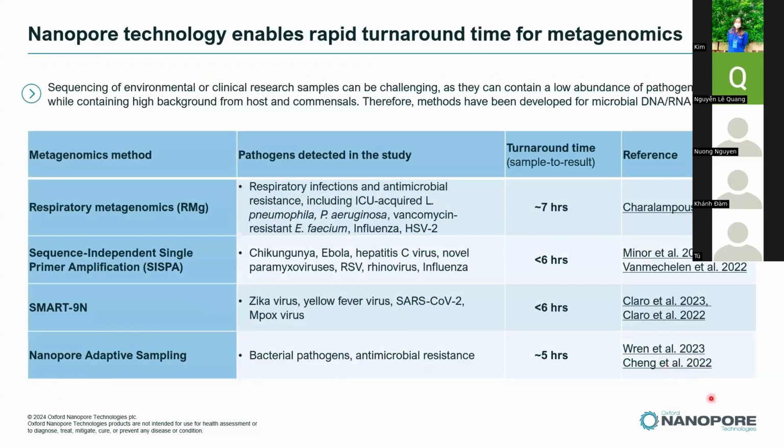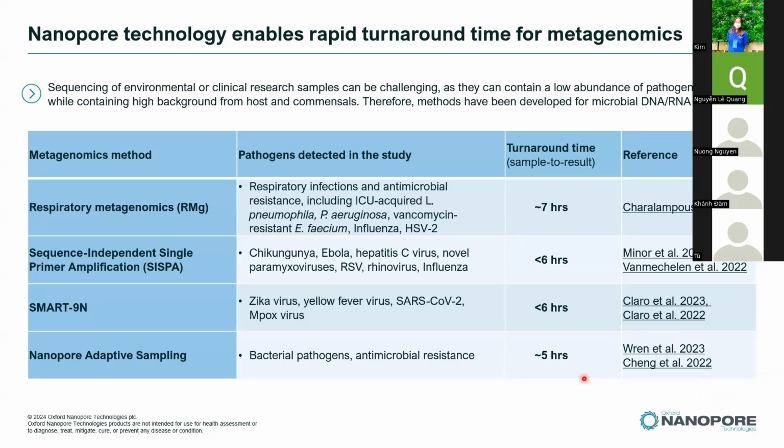So in this slide, you can see that nanopore technology offers rapid turnaround time for metagenomics, making it one of the options that is very suitable for analyzing complex environmental or clinical samples. These samples often have a low amount of pathogens together with a high level of DNA material from hosts or other common microorganisms, typically requiring a specialized method for microbial enrichment.